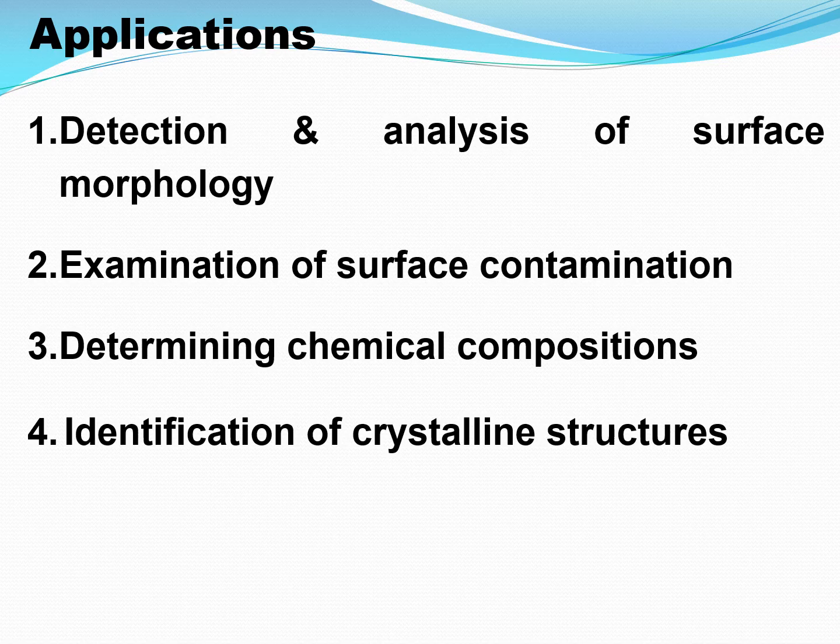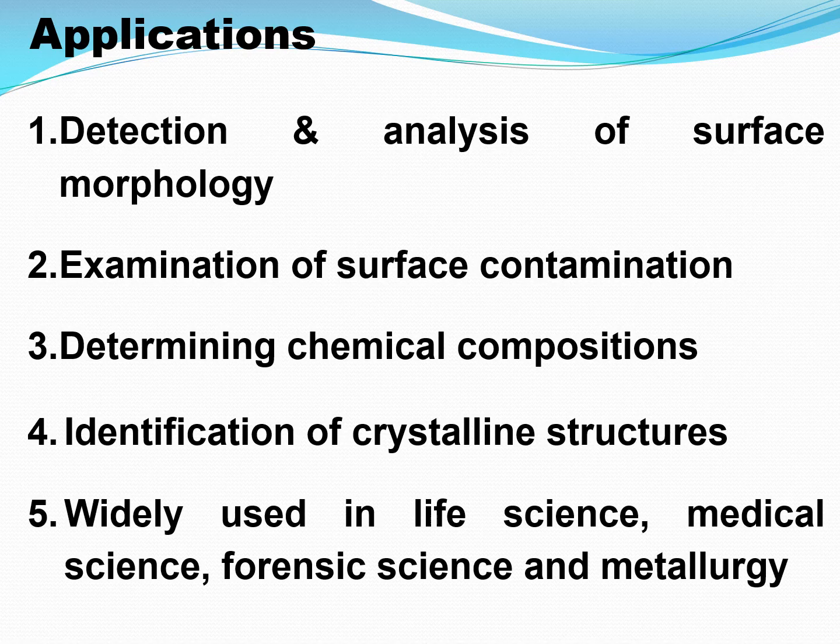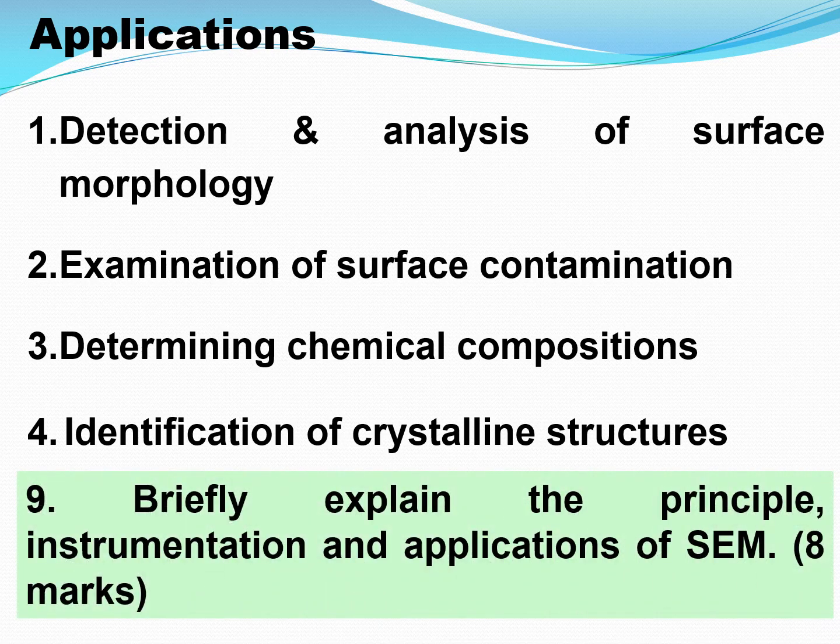We can also identify crystalline structures, for example cubic structure, orthorhombic, hexagonal, etc. And this is widely used in life sciences, medical sciences, forensic sciences, and metallurgy. So these are some of the applications of scanning electron microscopy. Let me show you some images. This is an important question: briefly explain the principle, instrumentation and applications of SEM. This is asked as an 8-mark question.